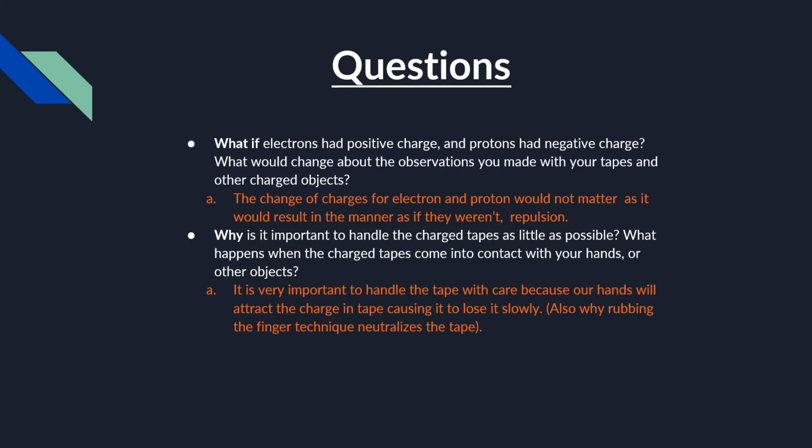These are some of the questions that were brought up after the experiment. What if electrons had positive charge and protons had negative charge, and how would the experiment and observation change? Well, they wouldn't, because we observed that opposite charges attracted each other and like charges repelled each other, so the tapes would behave the same way as they did normally. Of course, as I discussed before, I needed to handle the tapes really carefully, as the tapes would lose their charge when my hand interacted with them.